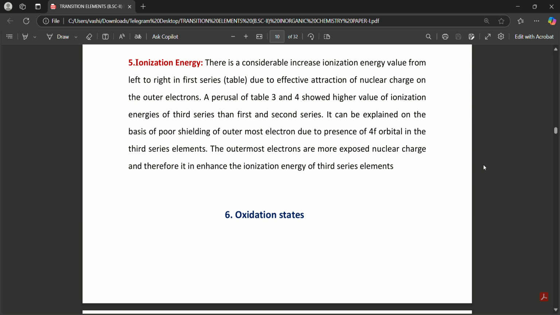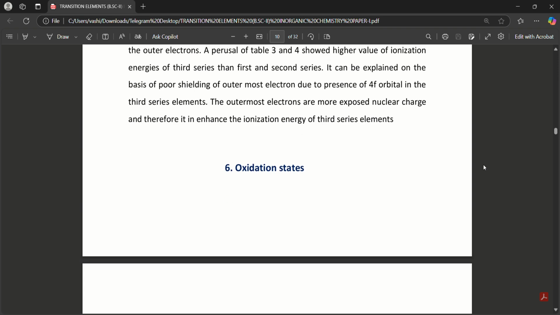Ionization energy. There is a considerable increase in ionization energy value from left to right in the series due to effective attraction of nuclear charge on the electrons. Table 3 also shows higher values of ionization energies of the third series than the first and second series. It can be explained on the basis of poor shielding of outermost electrons due to the presence of 4f orbital in the third series elements. The outermost electrons are more exposed to nuclear charge and therefore it enhances the ionization energy of third series elements.